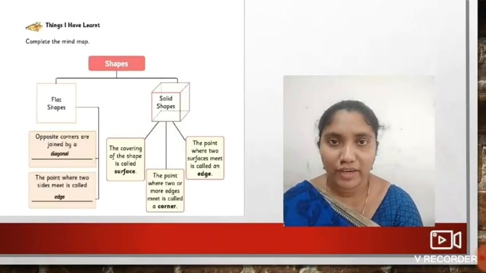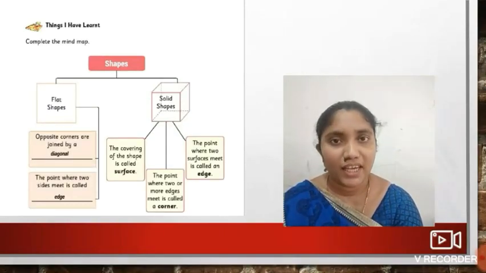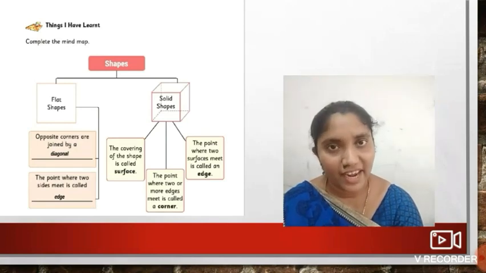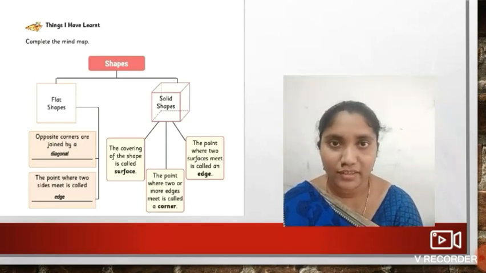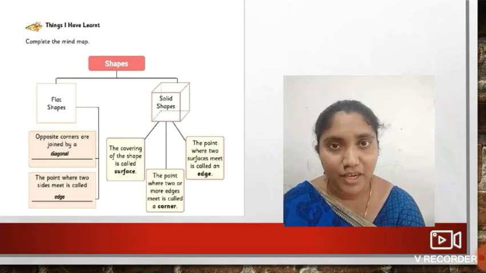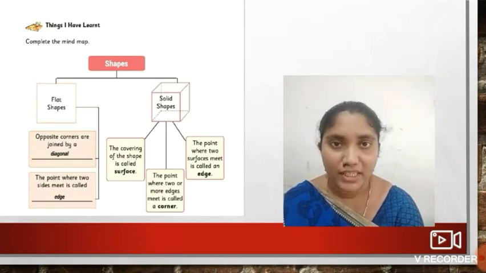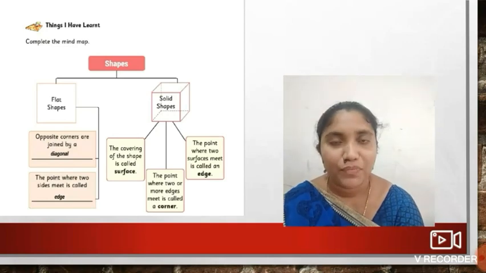Children, you have to fill in the blanks. The covering of the shape is called dash. What we call? Yes, it is a surface. Write the spelling. S-U-R-F-A-C-E, surface. The covering of the shape is called surface.